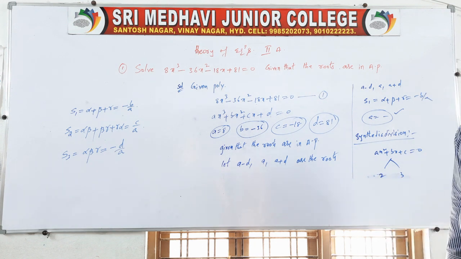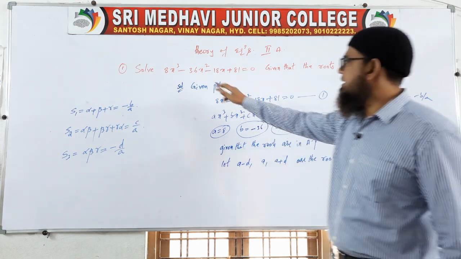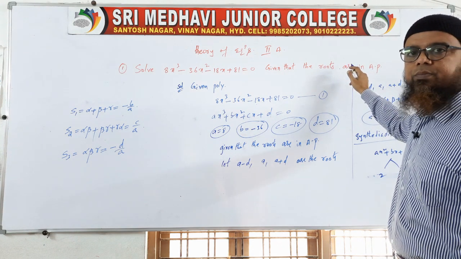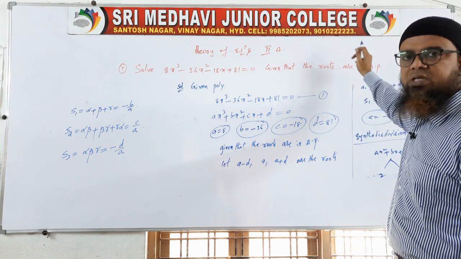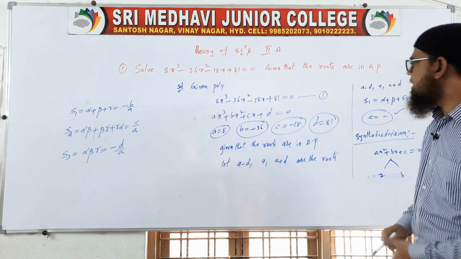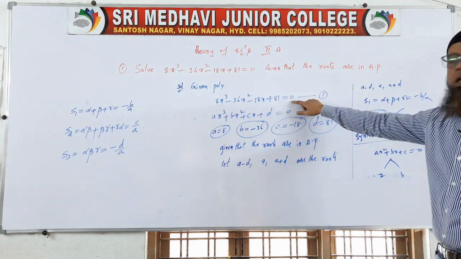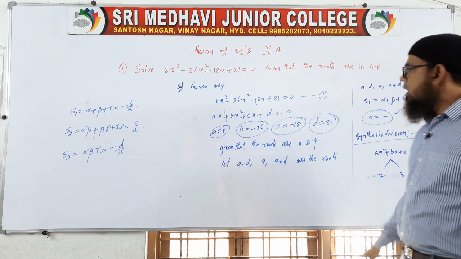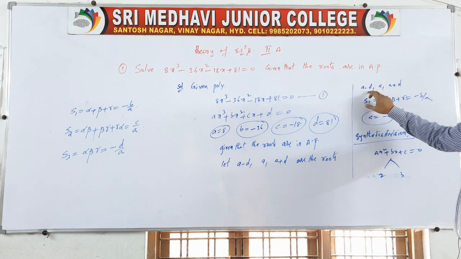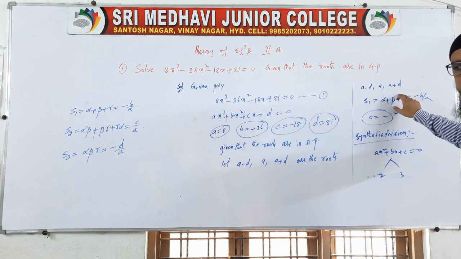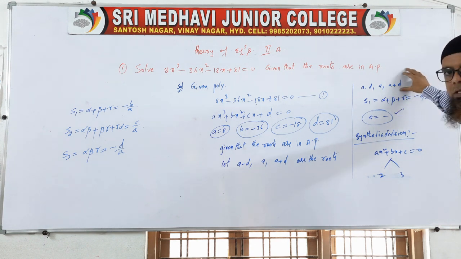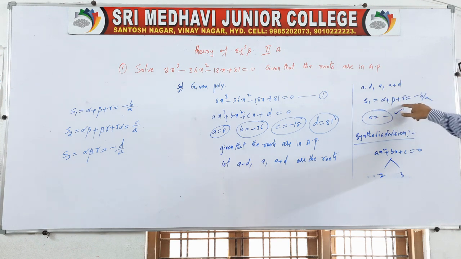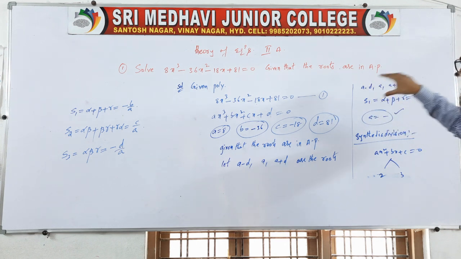Our problem is completed. One more time I am telling: whenever a cubic polynomial is given and the roots are in AP, the procedure, you listen. First of all, we have to write the given polynomial and list out all the values, A value, B value, C value, D value. Then, how to assume the roots here? First root is a minus d, the next root is a, the next root is a plus d. After assuming these roots, we apply the S1 formula, alpha plus beta plus gamma is equal to minus b by a. In that you substitute these three roots.